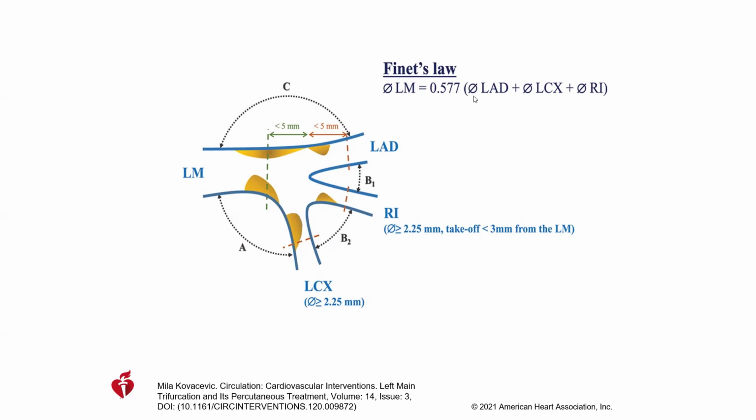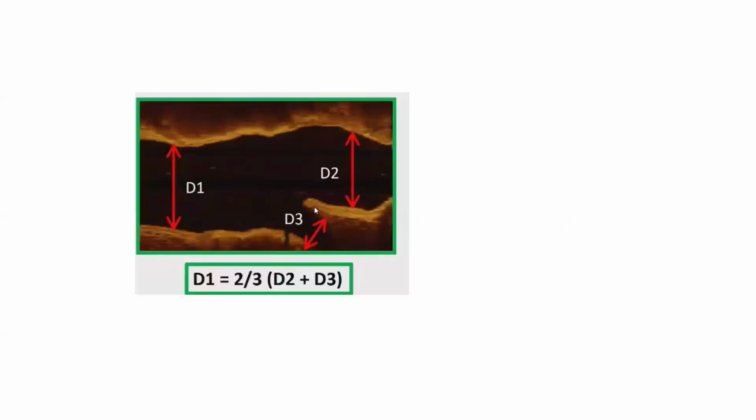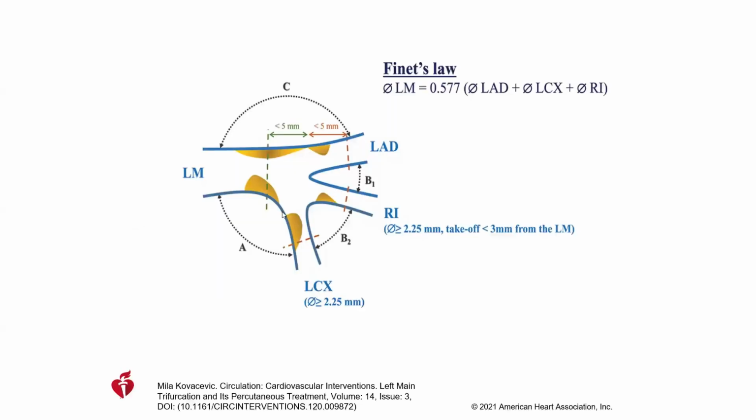Another idea is the Finet law. In bifurcation, we've explained in the past that the diameter of the main branch is equal to 2/3 of the summation of the two side branches. The same applies when you do kissing balloon. The diameter of the kissing balloon in the main branch is equal to 2/3 of the summation of those balloons. In trifurcation, it's somewhat close. The diameter of the left main, or of the main branch, is equal to 0.577 of the summation of the three diameters of the side branches.